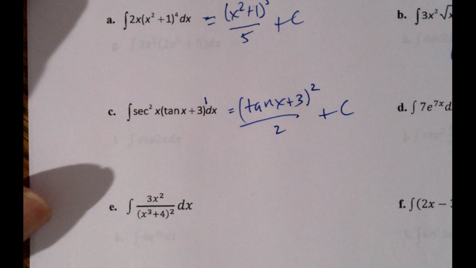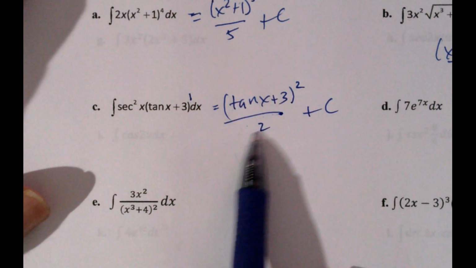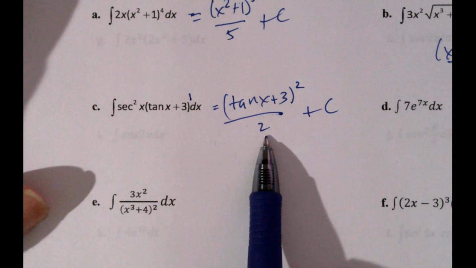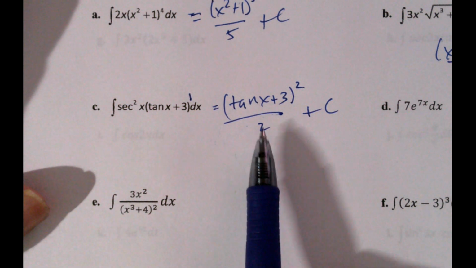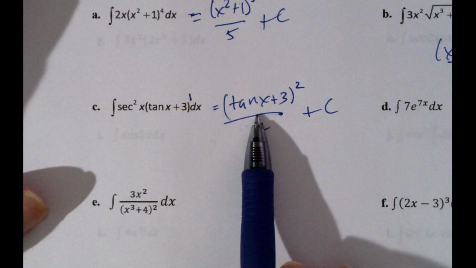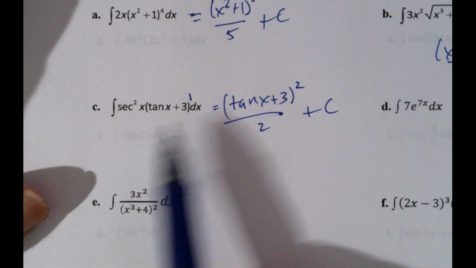That's the answer to example C. And if you think about it, just take the derivative of this. What's the derivative of this? Using chain rule, you bring down the exponent, which would cancel with this 2, right? And what is the derivative of tangent x? It's secant squared, so that's what's left. So it's secant squared times, you get this whole thing back. Okay, that was the whole point of that.